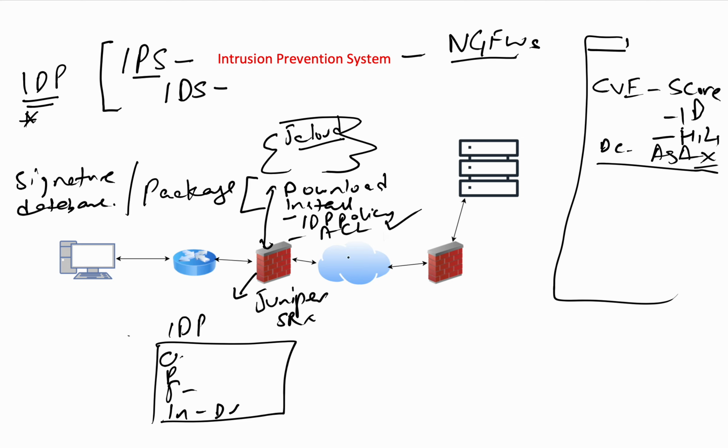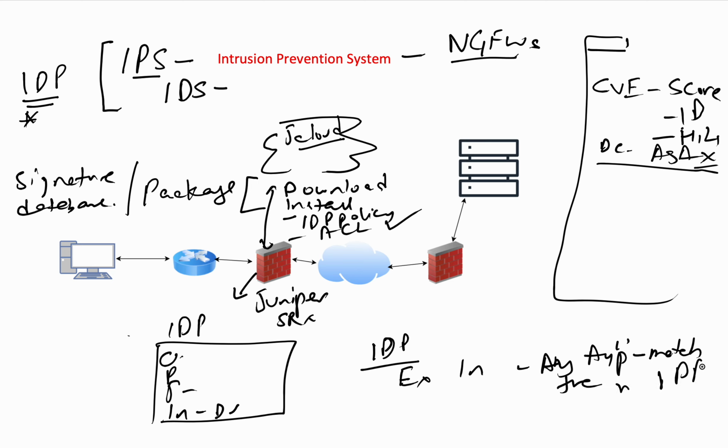So just for example, I have mapped the traffic for an IDP policy, from external zone to internal zone, any traffic, any port. It should match any traffic, any port, then implement which policy? IDP policy.